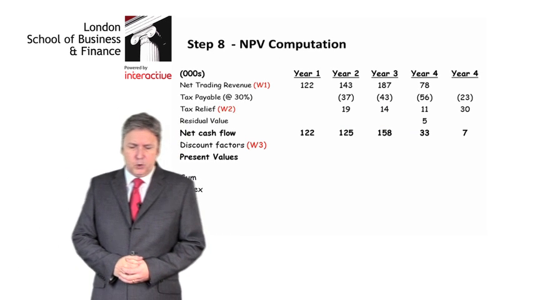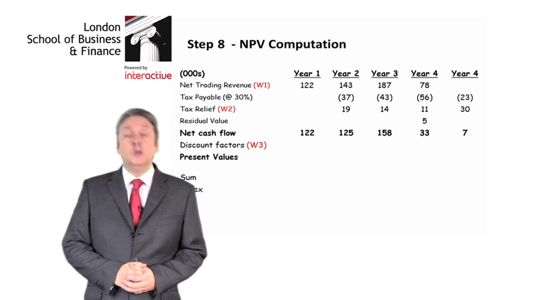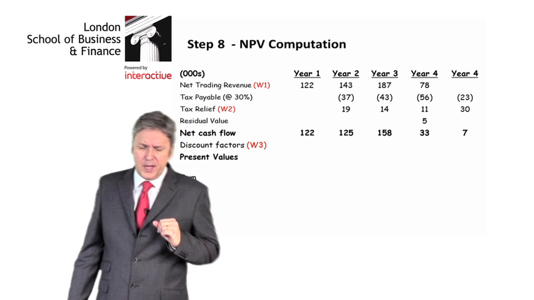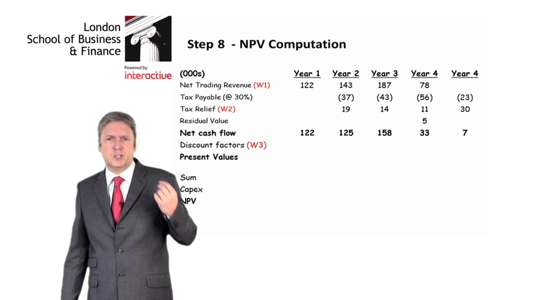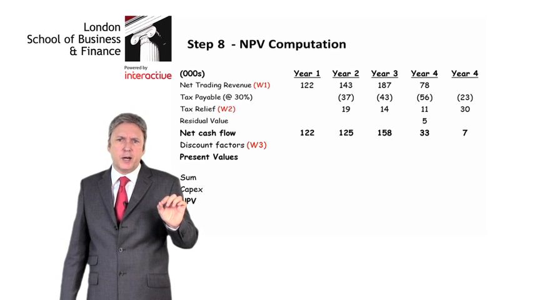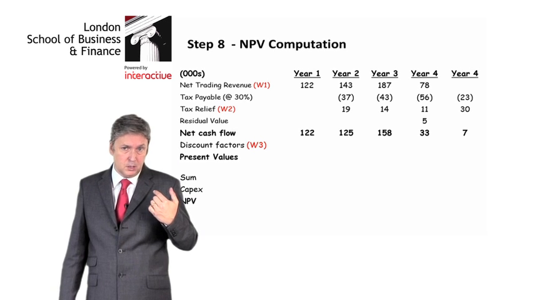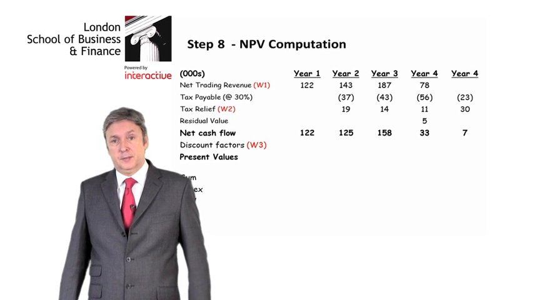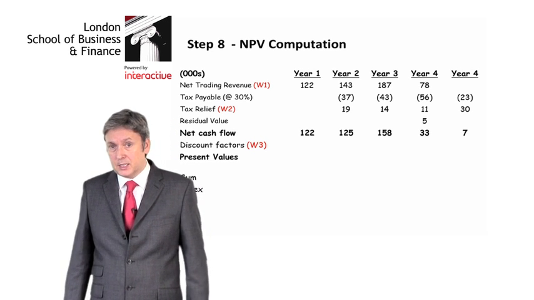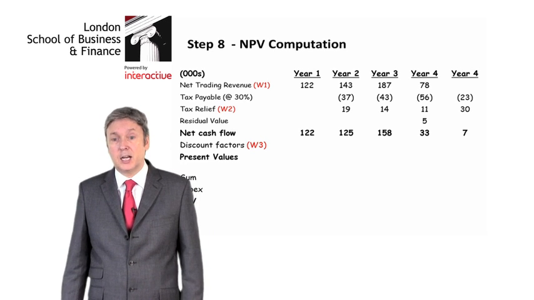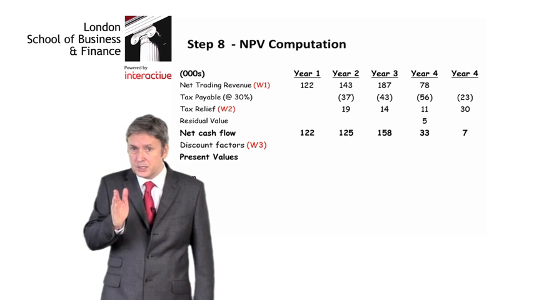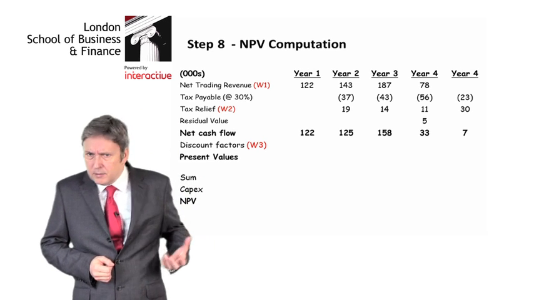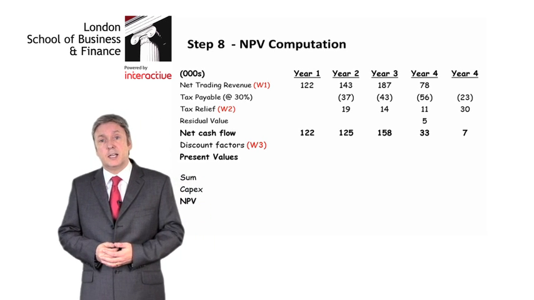So, first of all, I've slotted in my net trading revenue, working 1, something we did a little while back. Once we've done that, we can then take tax payable at 30%. Because, of course, every operating cash flow inflow pound is taxable at 30%. Then, of course, we include our tax relief. Now, the tax relief was what we calculated in our writing down allowance tax relief calculation before. And remember the timing in years, starting in year 2. And finally, in this case, our residual value. We get an inflow of 5,000 when we dispose of the asset in year 4.